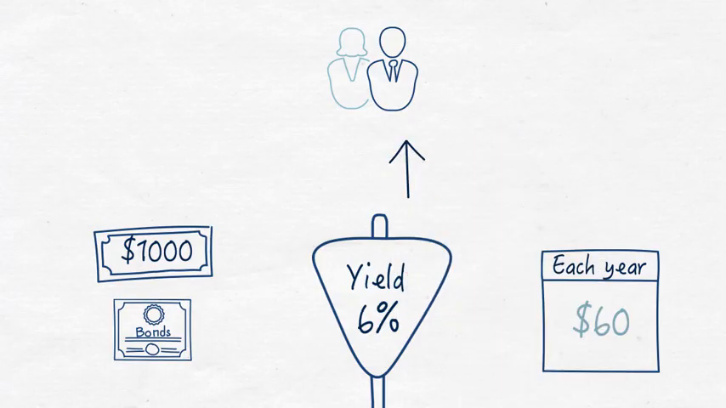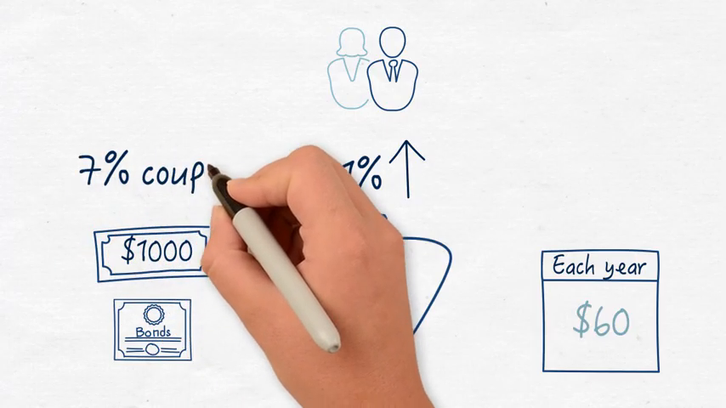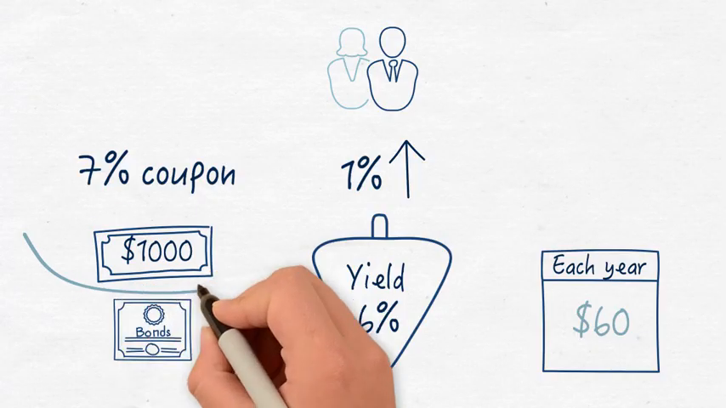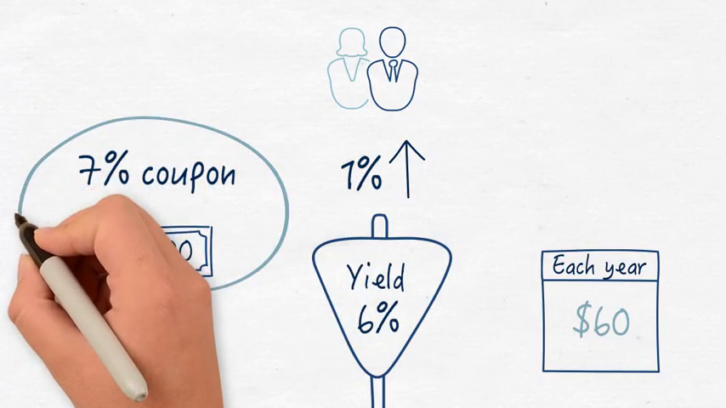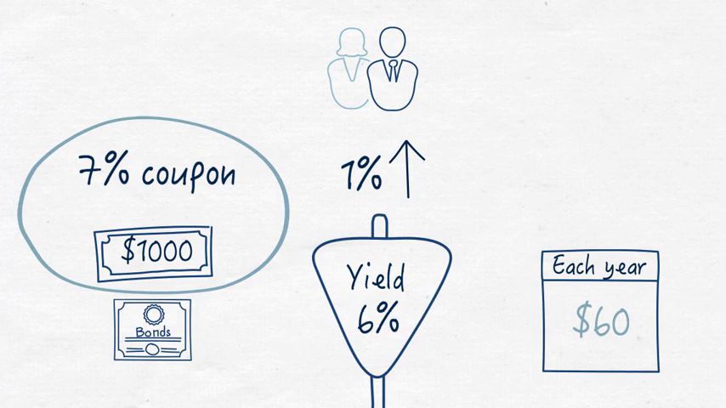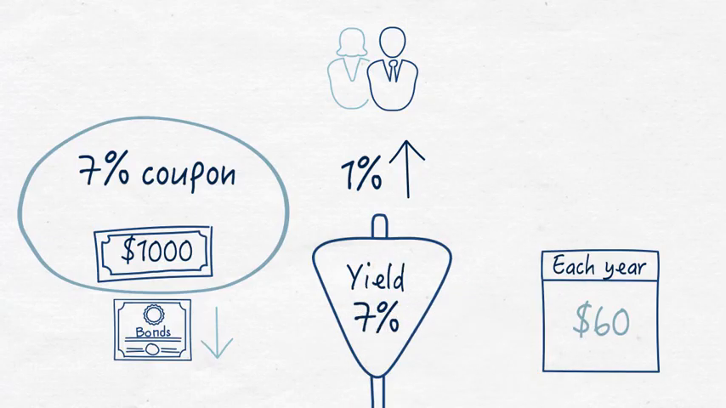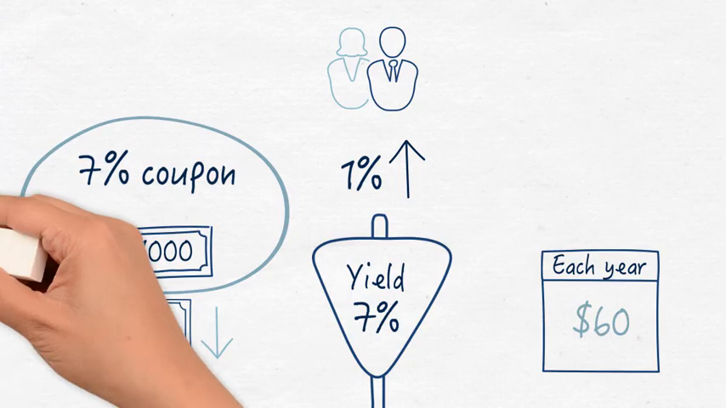If market yields increase by 1%, new bonds will now offer an interest payment of 7% or $70 on $1,000. Because investors are now able to buy a bond with a higher interest payment, not as many people will want to buy a bond that pays 6%. The 6% bond's price will fall, causing its yield to rise to 7% and remain in line with the market.